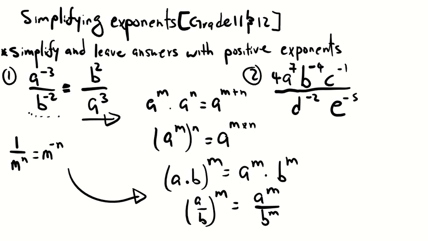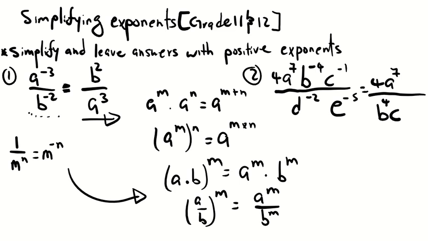Now let's look at this one. How would we do this number 2? Here we have 4a to the power of 7. First we have to look at b to the power of negative 4. b to the power of negative 4, when it goes down, is going to become positive in the denominator, and c to the power of negative 1 is going to become positive in the denominator. We know that there's a 1 there even though it's not written.